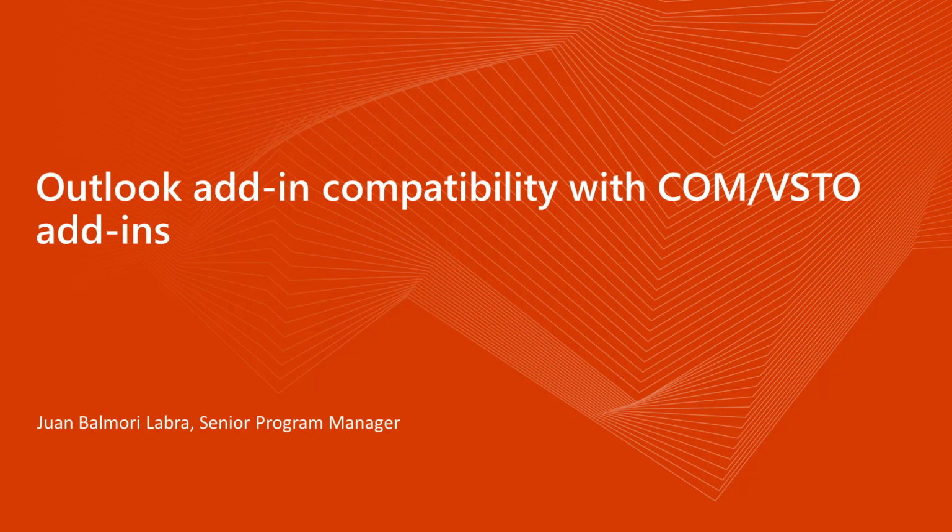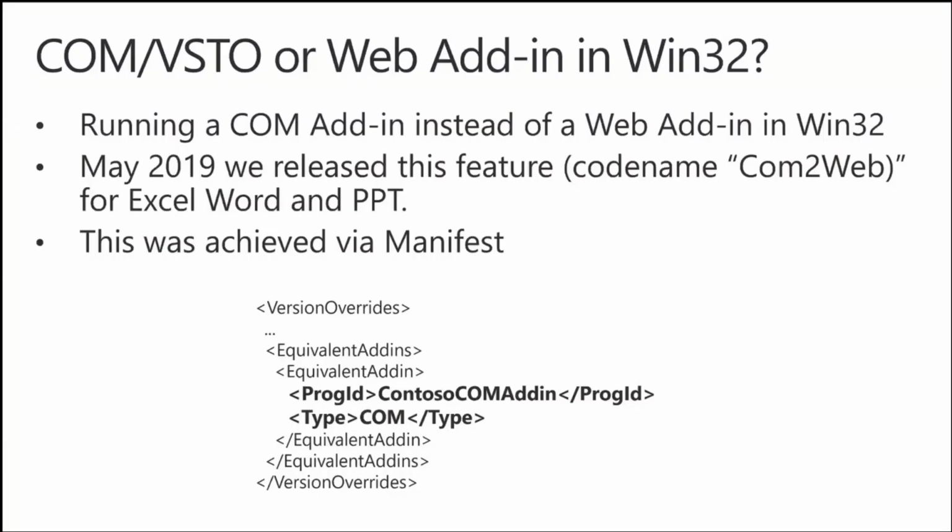So we're going to be talking a little bit about add-in compatibility with COM and VSTO add-ins, or web add-ins compatibility, or better said, I want to talk about how your VSTO or COM add-ins in Outlook can coexist with your web add-ins. So obviously, we support both platforms. So the critical question here is, what can I do to run in Windows a COM add-in instead of the web add-in, just in the Windows platform?